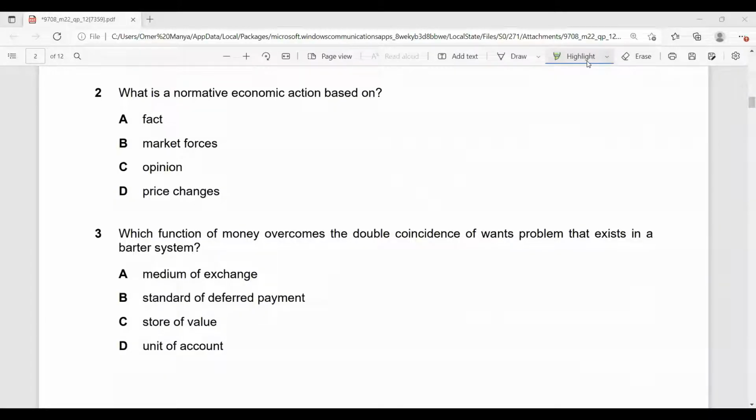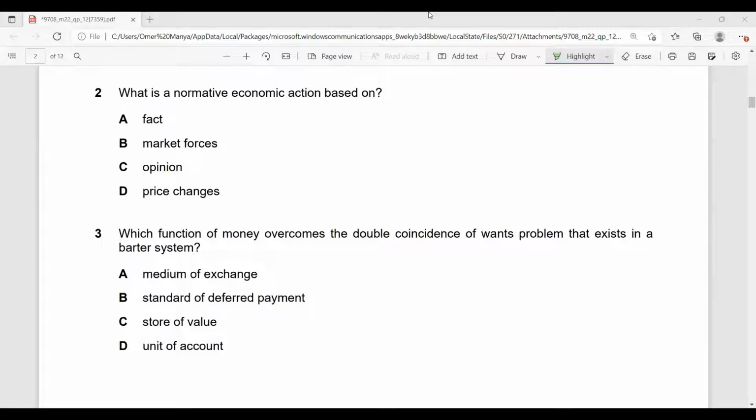The second question says, what is a normative economic action based on? Here, I'll tell you the difference between a normative and a positive statement. A positive statement is a statement or action that can be proven or disproven. It presents some sort of evidence that can be tried and tested and either proven as a fact or fiction.